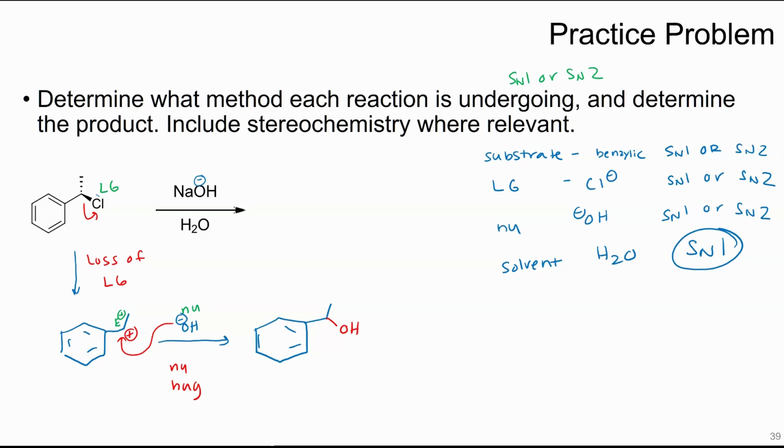The stereochemistry here, this would be the product with the OH substituting. When you have those squiggles, that means a mixture of stereochemistry. So with an SN1, you get 50% retention and 50% inversion.